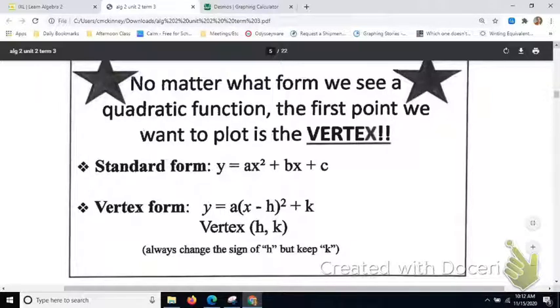So if you look in your notes, the page that's actually a new page, it says no matter what form we have, the first point we always want to get is the vertex. What we've looked at so far is standard form. The vertex form, it's actually easier to find the vertex because we just pluck the H and the K off. And really that's like the X and the Y of the vertex. The one that's inside the parentheses is always the opposite sign of what you see. The one that's outside the parentheses is always the same.